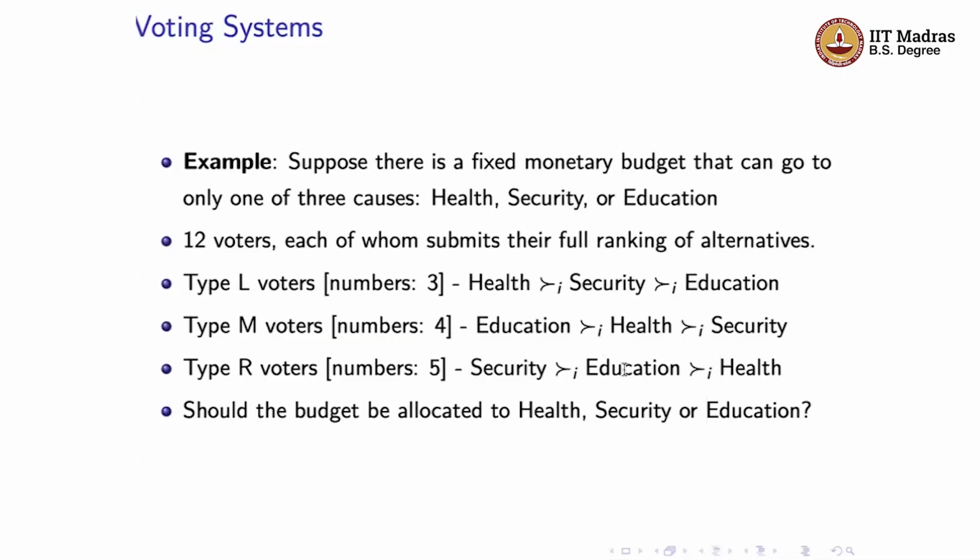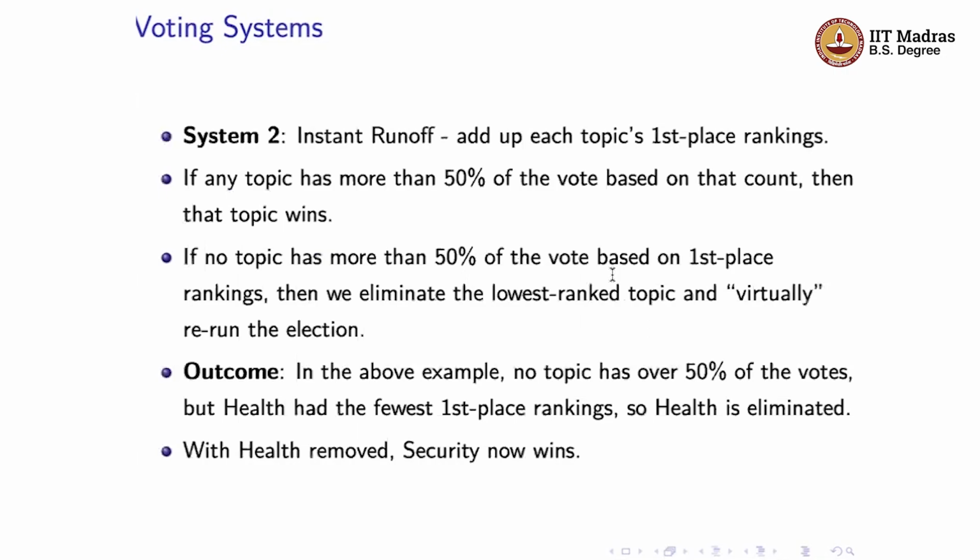So if education and security are the only ones remaining, we again ask the voters, on the basis of their submission, which they prefer. Suppose only security and education remain. How many are going to have security as their top? The type L voters are going to have security as their top, and also the type R. So out of the 12 now, eight of them are going to have security as their top choice, and only four of them are going to have education as their top choice. So this 50% criteria is now met, and therefore security is going to win. This is how the instant runoff system works.